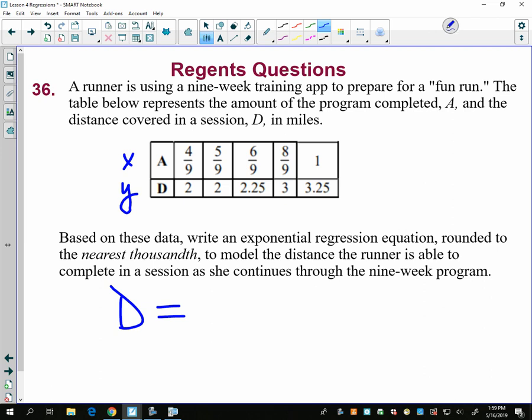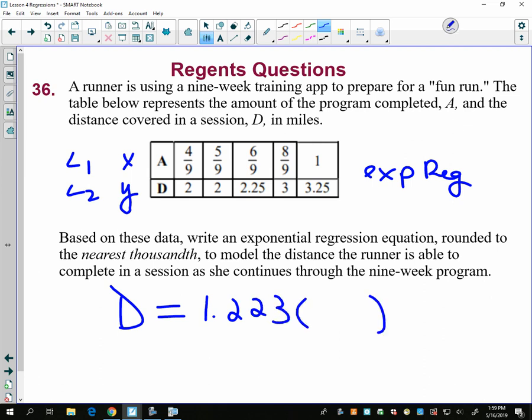Okay. Now, when you run the regression again, list 1, list 2, exponential reg, you get. You tell me, what did you guys get? 1.223. Yes. Times 2.652 to the A. Yes. A. Okay. Now it makes sense, Lily, why you said you didn't understand, because you were doing the sine one.